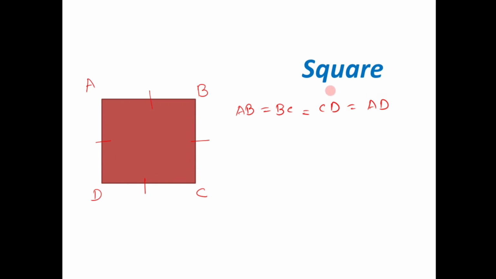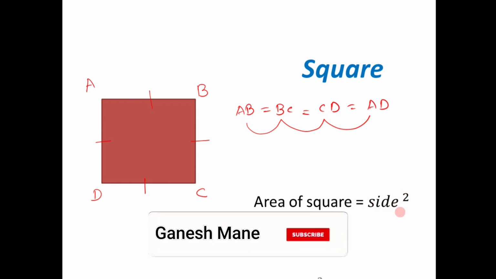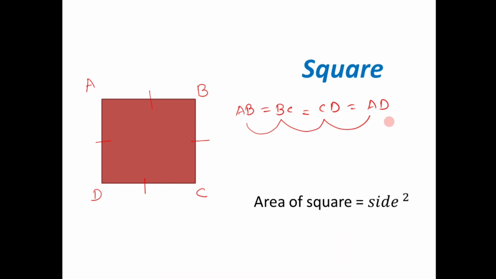Now to find the area of this square, that is, to find the portion of the space occupied by this quadrilateral, we have the formula: area of a square is equal to side squared. Here all the sides of this quadrilateral are congruent. That's why in the formula we take side squared, because all four sides are congruent, so we can take any of these sides.